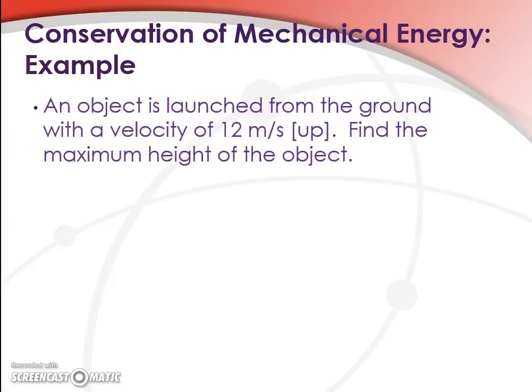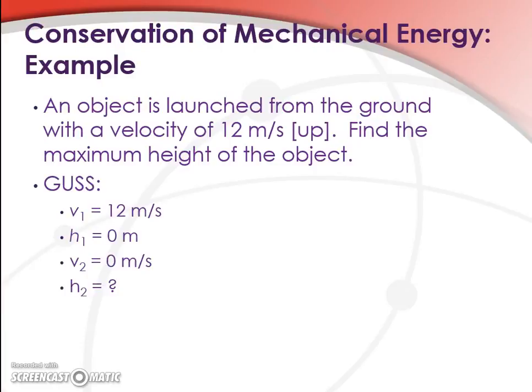So how can we use this practically? Well, we can consider this problem, one that we've studied before. An object's launched from the ground with a velocity of 12 meters per second up. Find the maximum height of the object. And we did this in the kinematics unit. So v1 equals 12 meters per second, h1 equals 0 meters, v2 equals 0 meters per second. What is the height? We could do that based on our equations, but there's a simpler way to get this answer. And the other way doesn't illustrate our key concept for today.